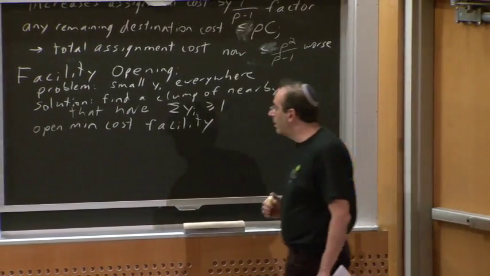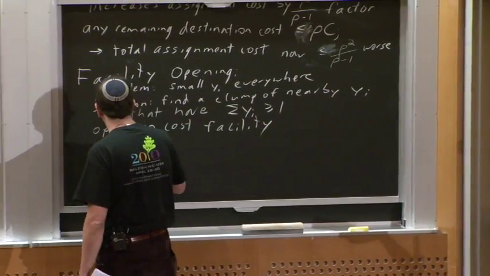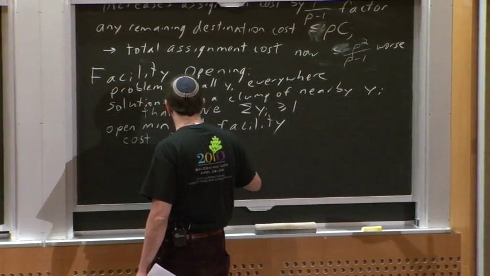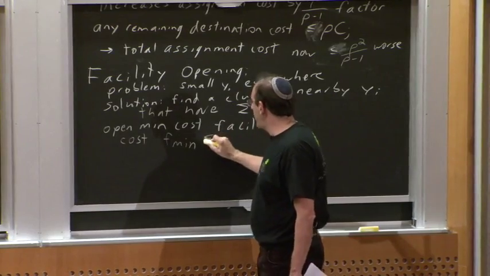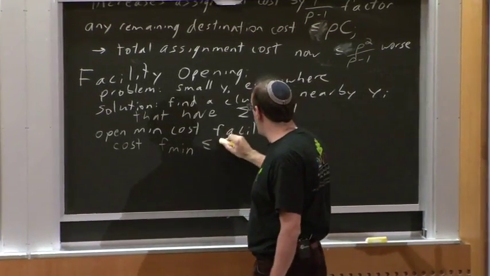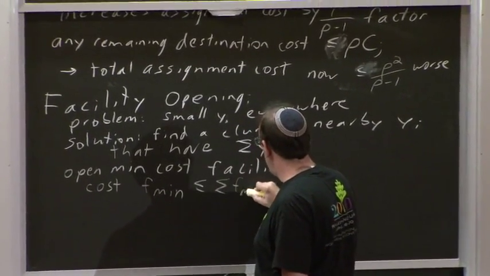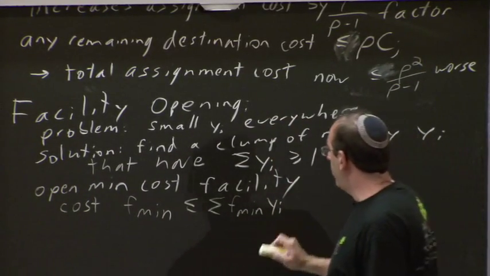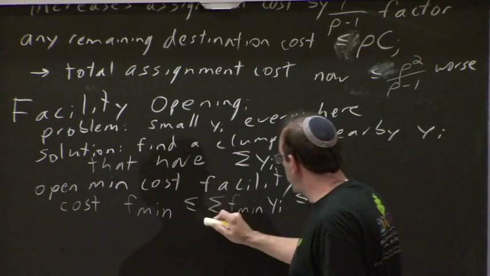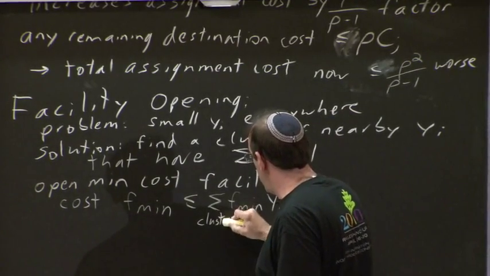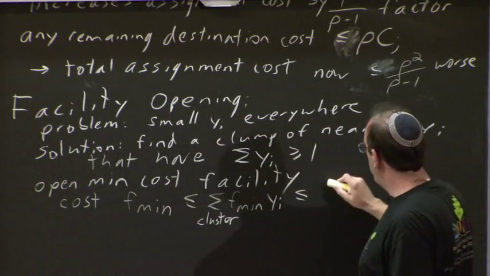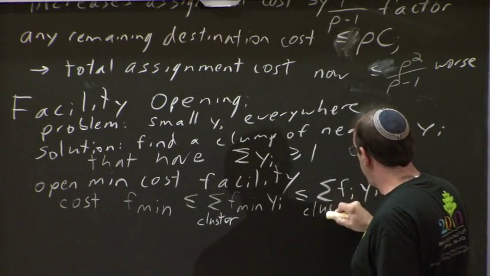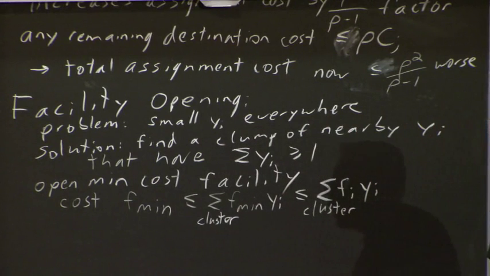in that cluster. And so the cost of opening this facility is what I'll call F min, which, since the sum of yi's is greater than 1, is less than or equal to the sum of F min times the yi's, right? Which is going to be sum over the cluster of F min times yi's, which is, of course, less than the sum of Fi times yi in the cluster.